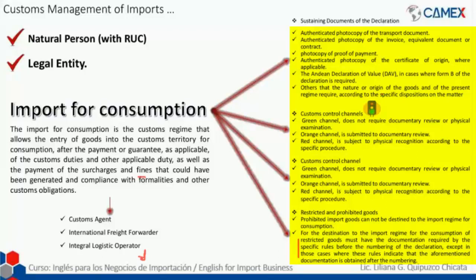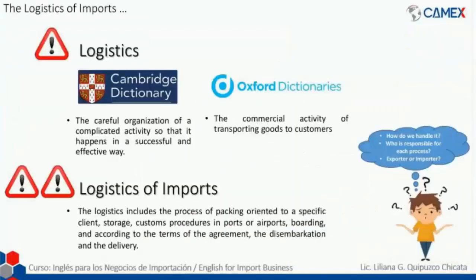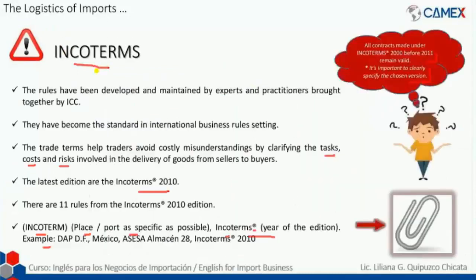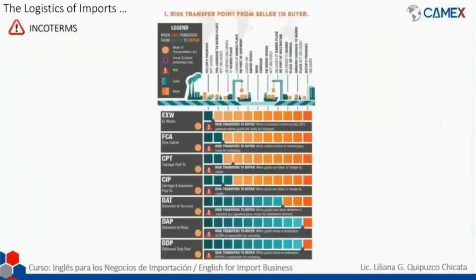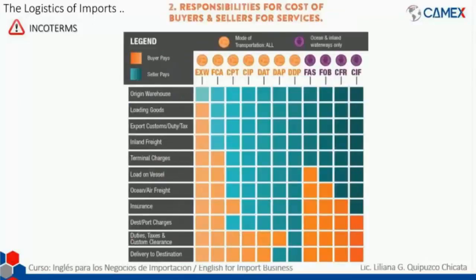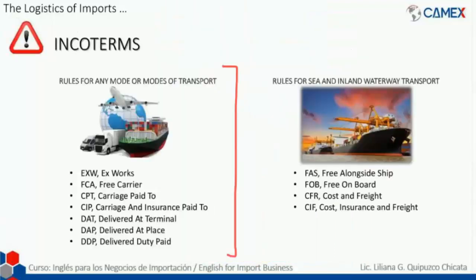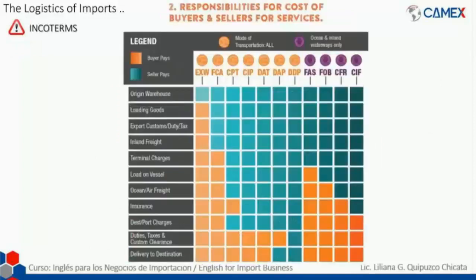So now that we have seen all of this, we're going to make a little review of what we saw today. We saw the logistic of imports. We saw what is logistic, how we have the Incoterms that are going to help us be more clear about which person, the importer or exporter, is going to have a risk, where the risk transfer is going to take place, who's going to take care of the cost. We saw that we have two groups, one that is for all modes of transport and the other one that is only for sea and inland waterway transport.